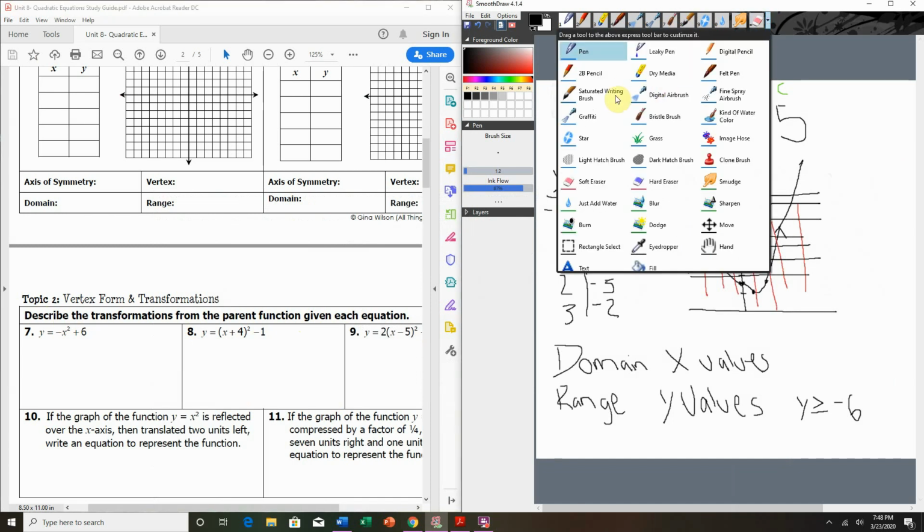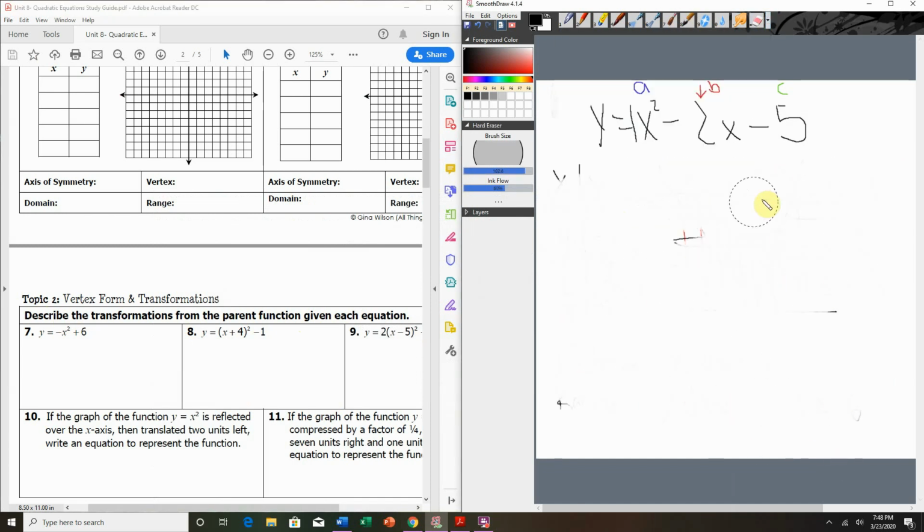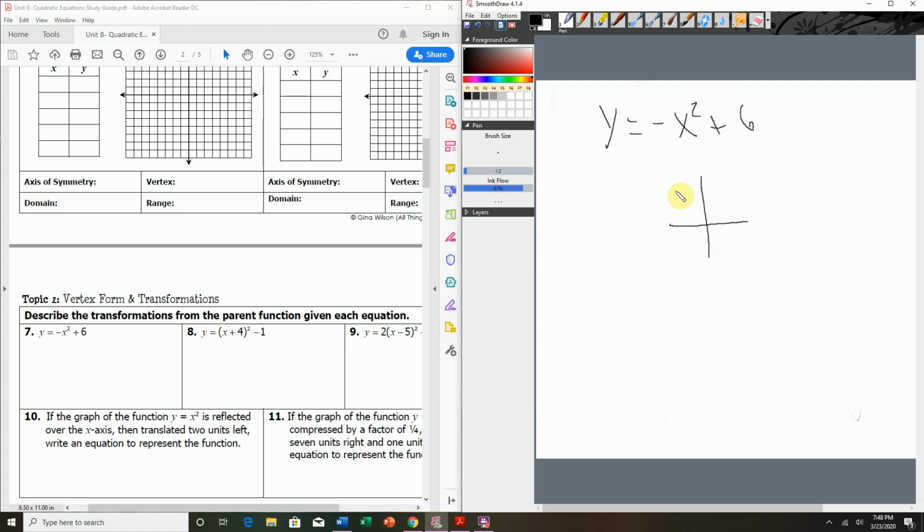Okay, so let me go ahead and erase this. All right, so we have y equals -x squared plus 6. Okay, so the first thing we have to do is remember what's the parent graph. So looking at this equation, I see x squared. Okay, so x squared we know forms that U shape. We don't know where it's going to be, but we know the parent looks like this, and we know that parent is y equals x squared.